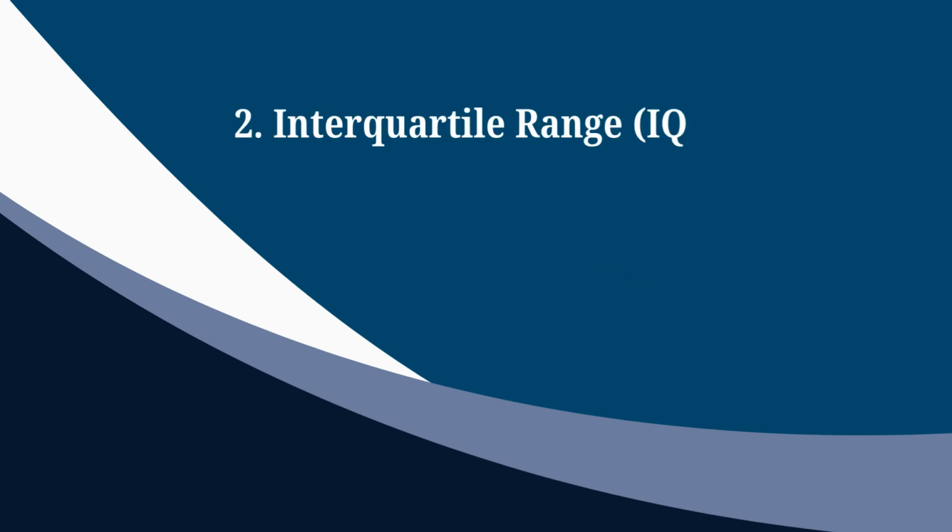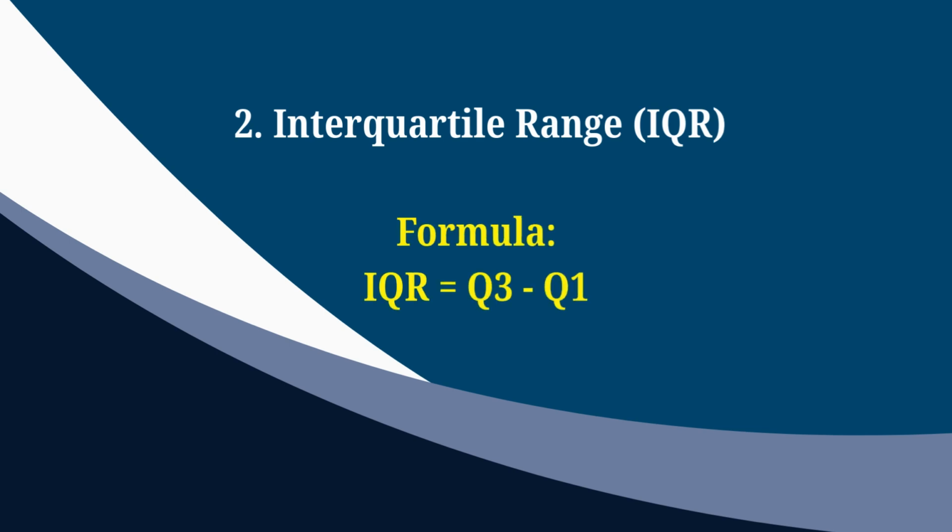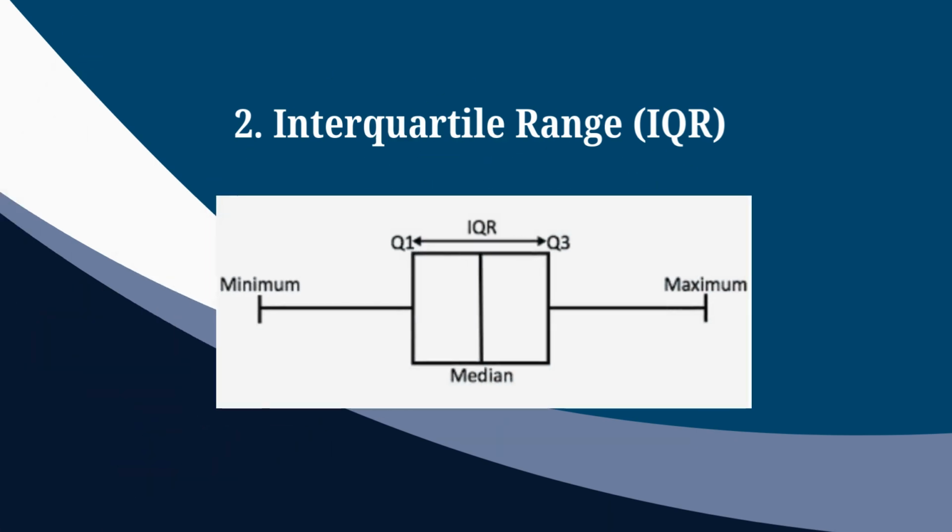In short, IQR. IQR measures the spread of the middle 50% of data. It is the difference between the 75th percentile, that is Q3, and the 25th percentile, that is Q1. Because it focuses on central values, IQR is highly resistant to outliers. It is commonly visualized using a box plot, which also helps identify potential outliers.